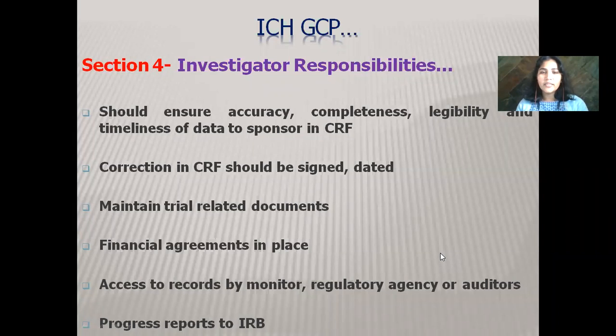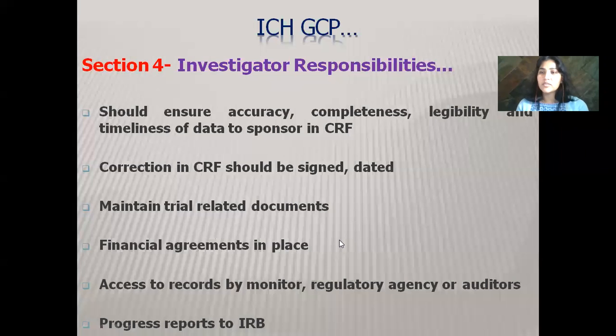Anybody? Samruddhi? The full form? Yes. Case report form? Yes. Good. Sumedha, Pratibha, and Geeta. Yes, the full form of CRF is case report form. Sometimes once the study is completed, we can also call it case report file.